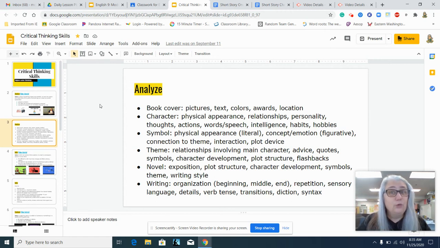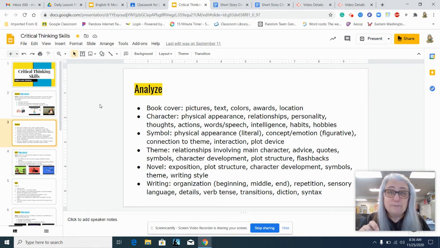For character, which is what you're going to be doing, a character analysis, if you take your character and break it apart, some of the ways would be physical appearance, their relationships, how they work with other people or what other people think about them, their personality, their thoughts, their actions, because sometimes their thoughts are very different from their actions, their words or speech, what they say, their intelligence, their habits, their hobbies, skills and talents.